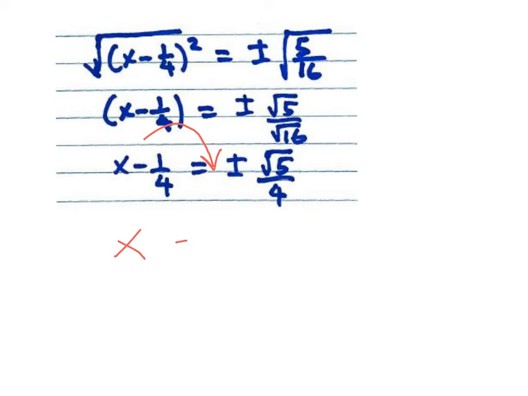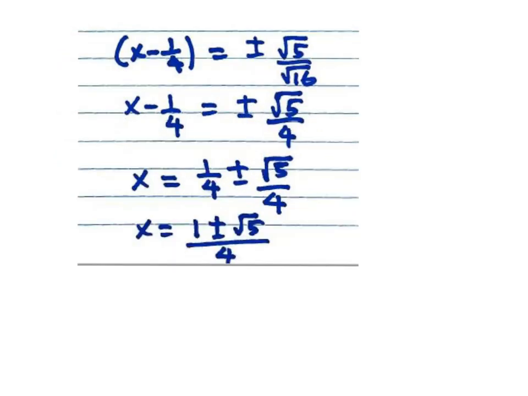So it will be 1/4 plus minus square root 5 over 4. That is what the next step will be. Hopefully it's not confusing. Okay, so we move on to the next step.